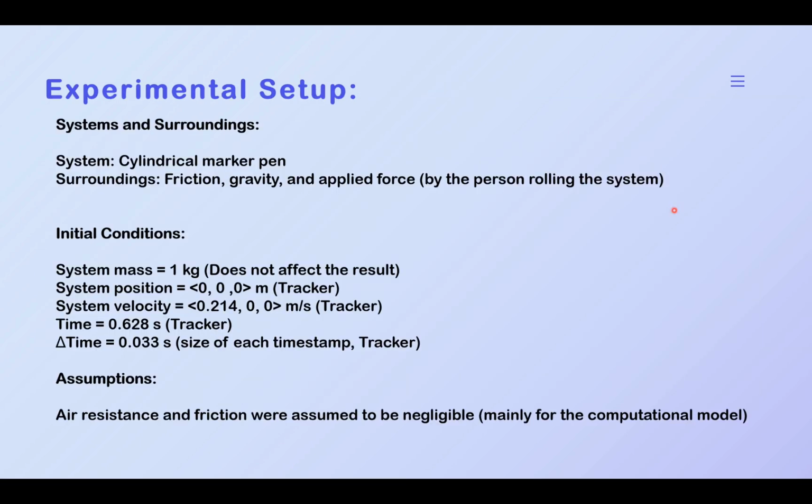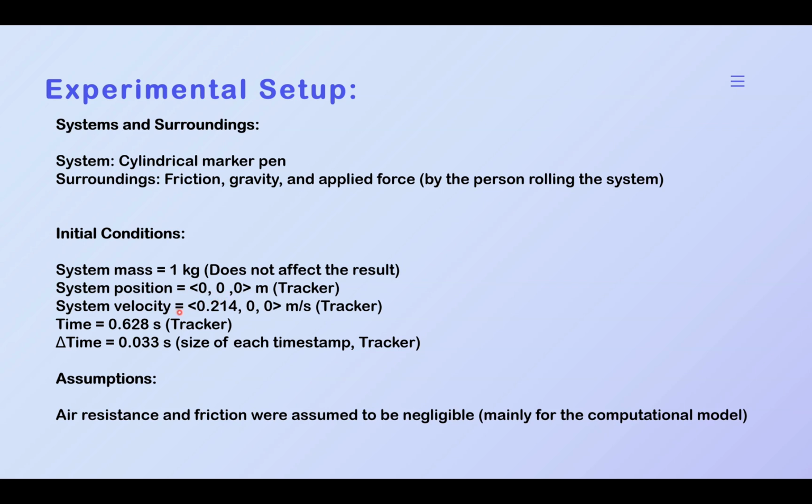Then about the experiment, the system is the cylindrical marker pen I used, and the surroundings are friction, gravity, and applied force by the person rolling the system. About the initial conditions, I just assumed the system mass is 1 kilogram because it doesn't really affect the result. For the system position, I set the initial condition to be 0, 0, 0 because I put the origin on the starting point.